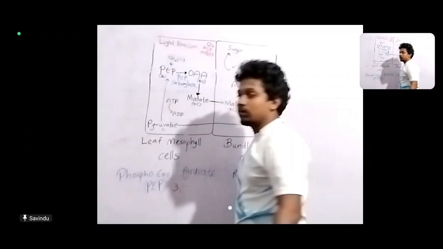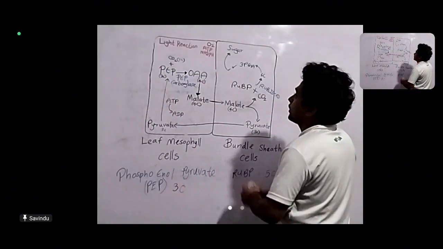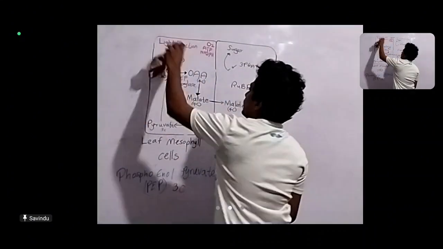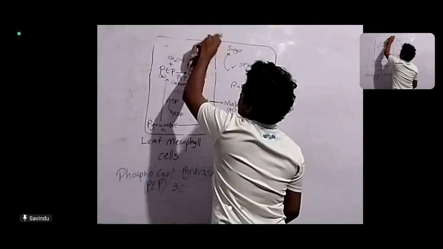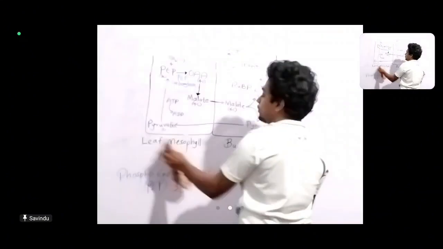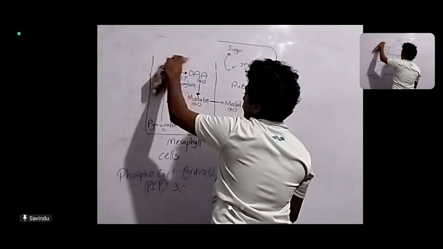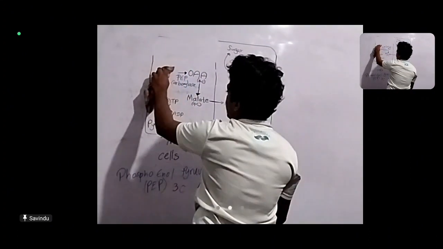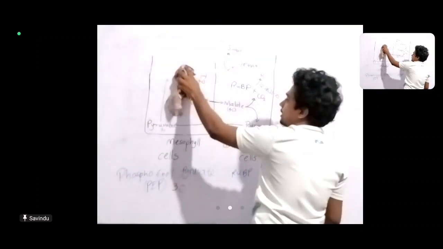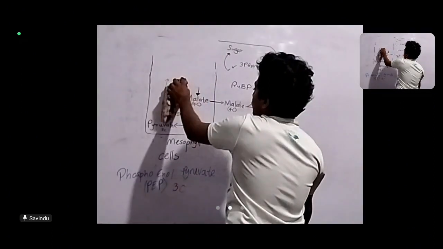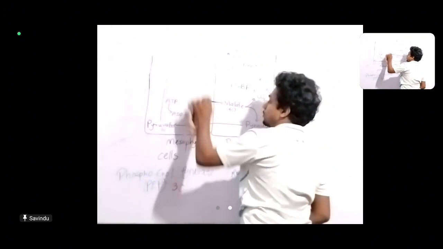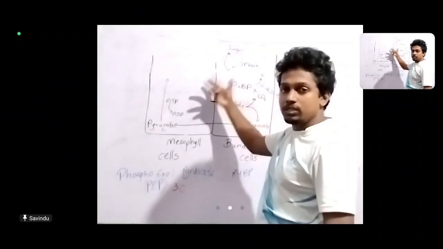Okay, now I am going to clean this while revision. In mesophyll leaf cells, the light reaction occurs. The results are oxygen, ATP, and NADPH. In mesophyll cells, carbon dioxide is fixed first by PEP with the help of PEP carboxylase, which acts as the first carbon dioxide acceptor. It is then converted to oxaloacetate, which has 4 carbons, and then converted into malate, which also has 4 carbons and is more stable than oxaloacetate.